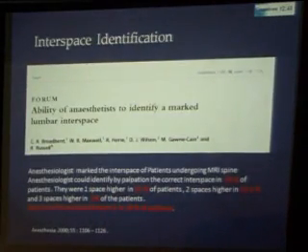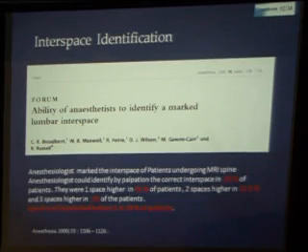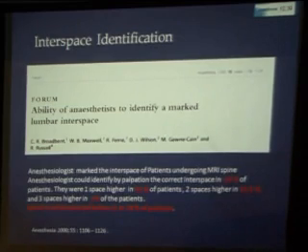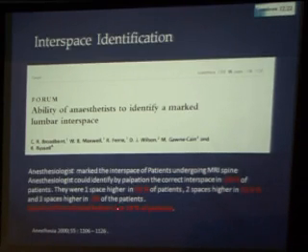Now, quite often we do not identify the interspace properly because of the error in the intercristal line. So we anesthesiologists could identify the spaces correctly only 29% of the time. Up to 51% of the time we are in error by 1 space. And in this study it was very well shown that the spinal cord ends below the L1 level, which can still cause problems to our neuraxis.